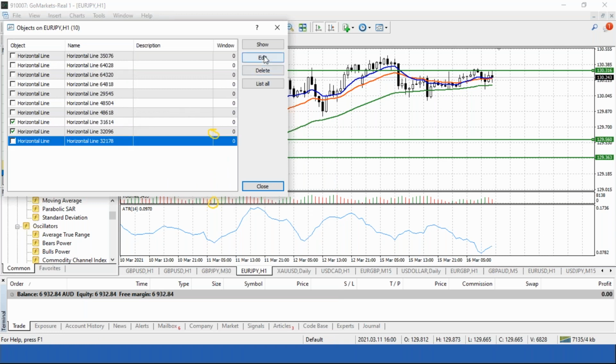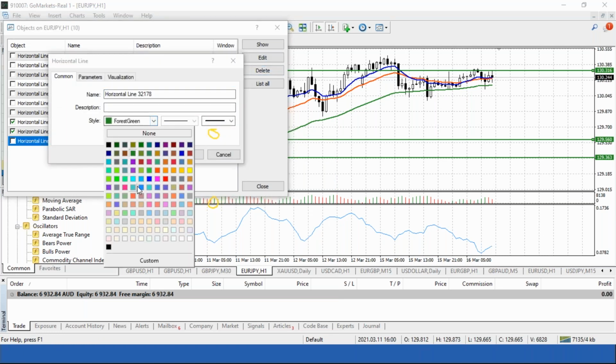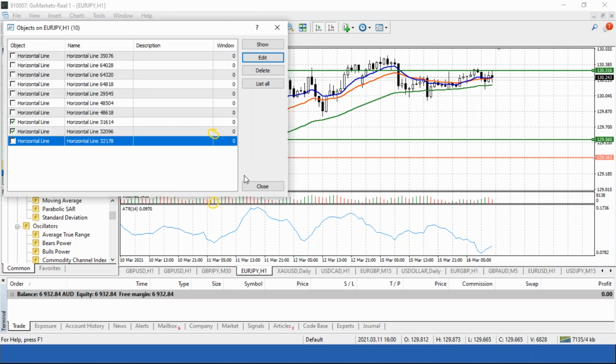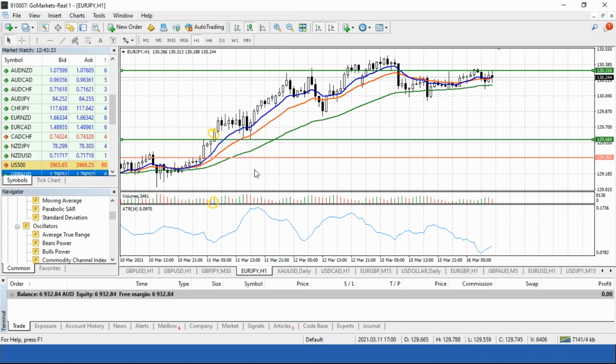It's that line there. Salmon, that'll do. Okay, so there's our stop there. So we're risking, there's our entry. So we're risking 27 pips.